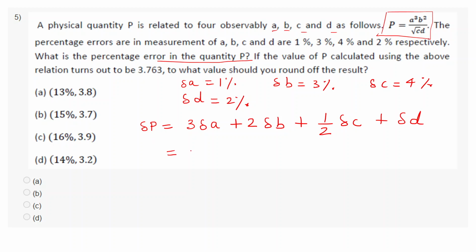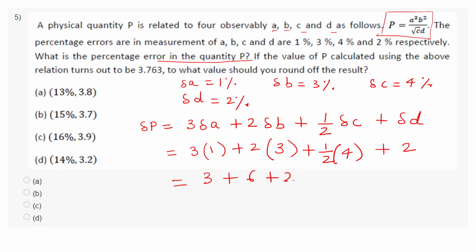So yeah, basically percentages are already given, so this will be 1 plus 2. Percentage error in B is 3, this will be 4, percentage error in D is 2%. So total will be 3 plus 6 plus 2 plus 2, that is 13%. If the value of P calculated using the above relation turns out to be 3.763, to what value should you round off the result?